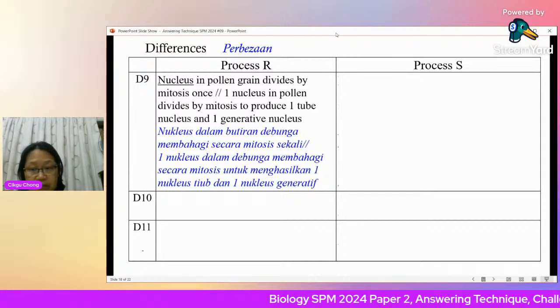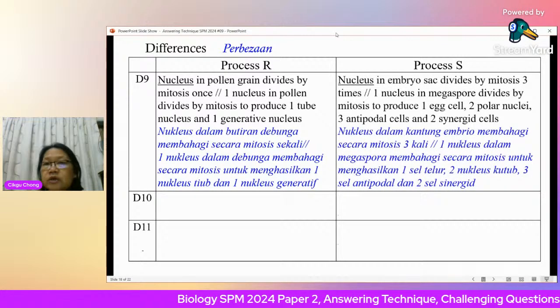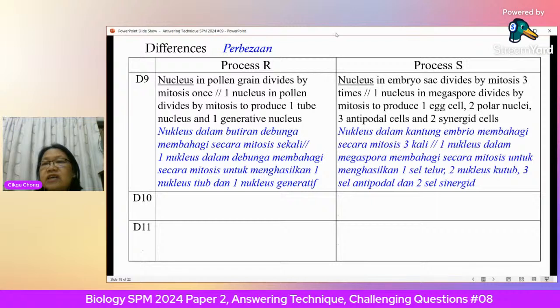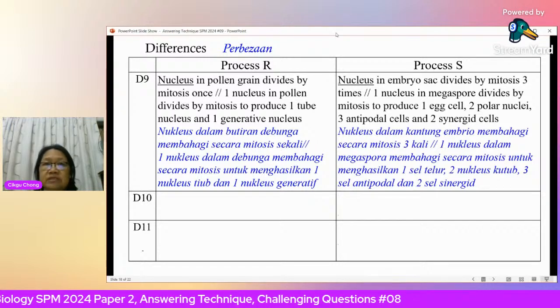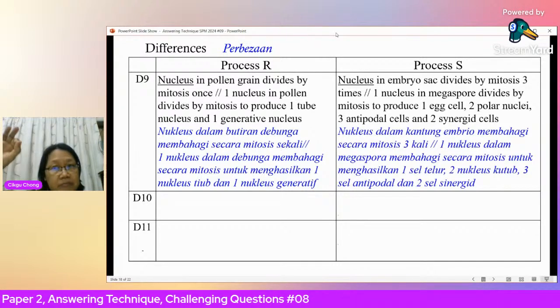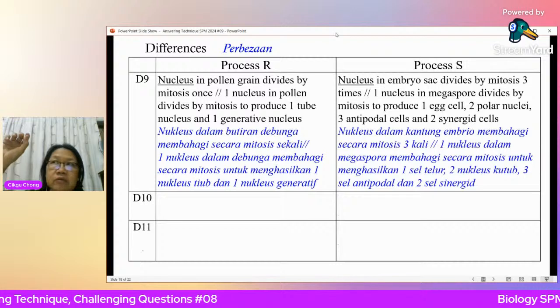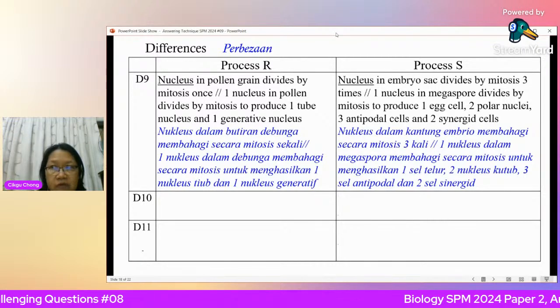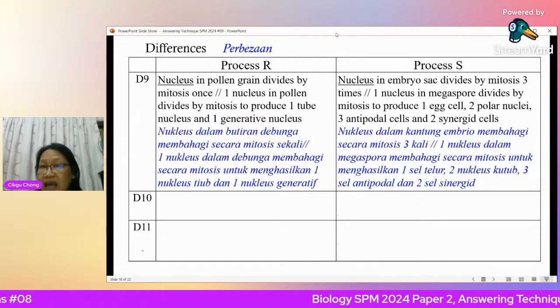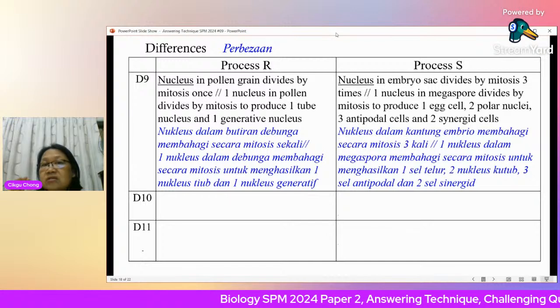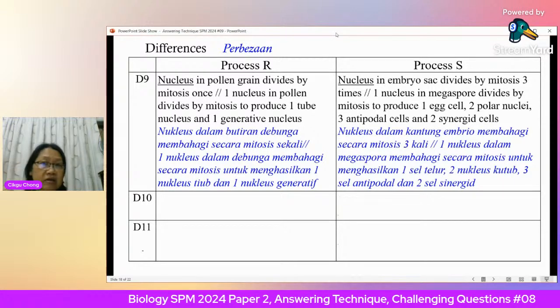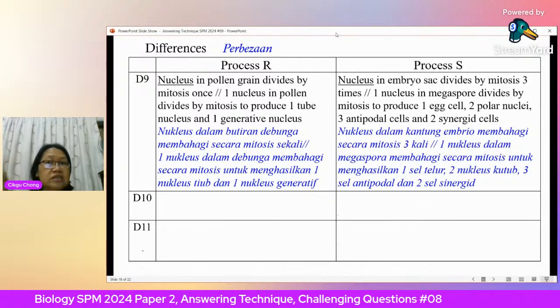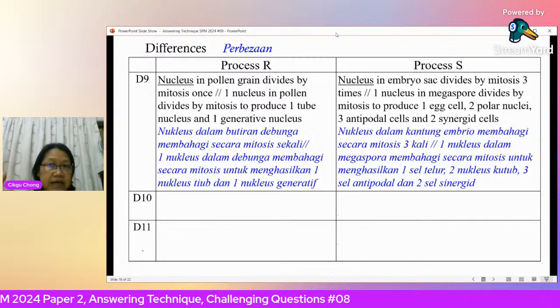Whereas for the female, okay, the nucleus in the embryo sac divides by mitosis 3 times. One nucleus divides 3 times: from 1 you get 2, from 2 you get 4, and one more time you get 8. You're going to get 8 nuclei in one cell. Okay, 8 nuclei in one cell. This is the embryo sac.